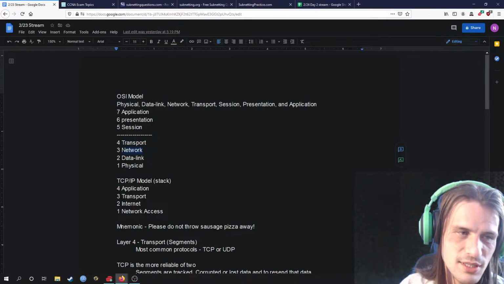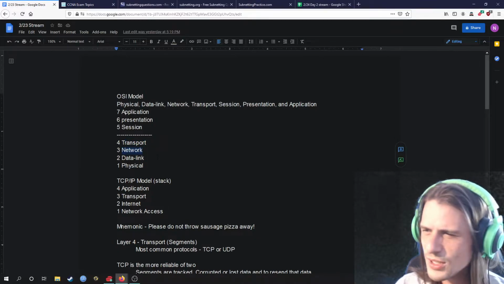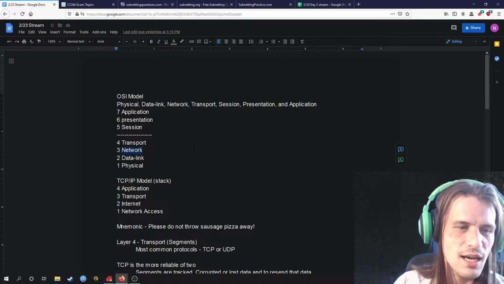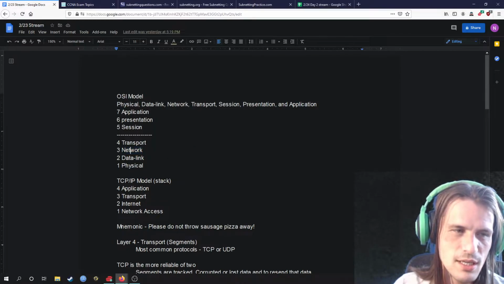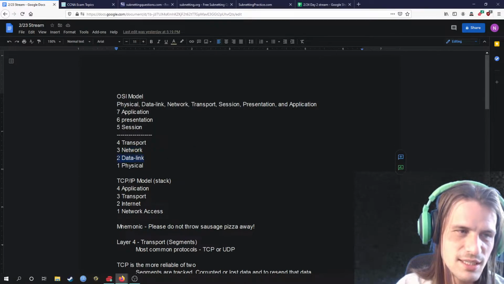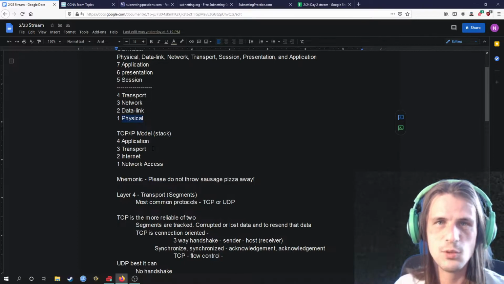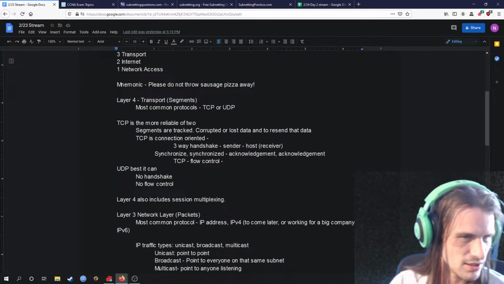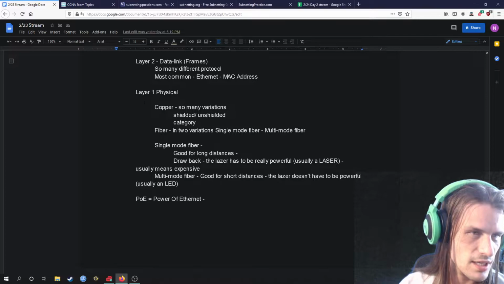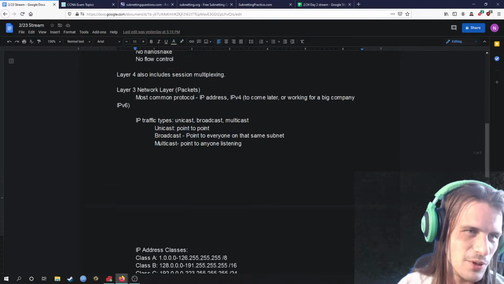Transport is your ports, your session multiplexing, if I'm not mistaken. Network is your IP addresses. Data link is your MAC addresses. Physical is your physical. It's your wires, man. I think I talk about it a little lower here. Yeah, physical's right here. Oh yeah, we went into each one individually.